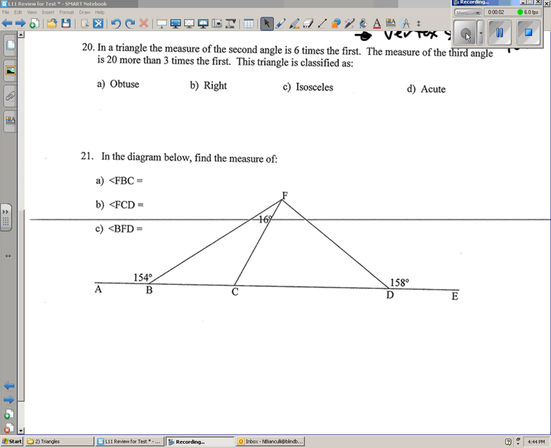All right, we're picking up at number 20. It says, in a triangle, the measure of the second angle is 6 times the first. And the measure of the third angle is 20 more than 3 times the first. So what we want to do is definitely draw a triangle.